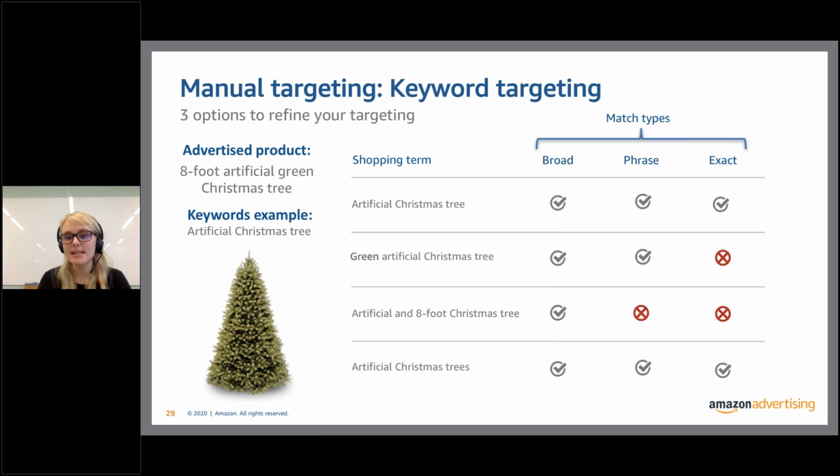Then if you're using a phrase match type, it'll match with artificial Christmas tree, but also a green artificial Christmas tree and artificial Christmas trees, but not with artificial and 8-foot Christmas tree, because in this case, there are words breaking up the exact phrase or sequence of keywords. And then finally, if your keywords are set as exact match, they will only match with artificial Christmas tree or artificial Christmas trees, because even exact match allows you to match with very close variations or plurals of the keyword that you're targeting.